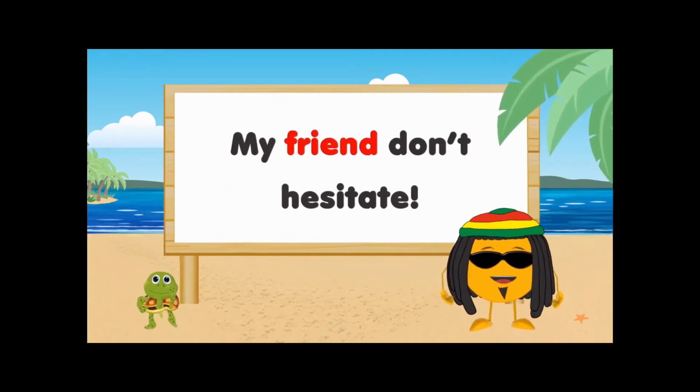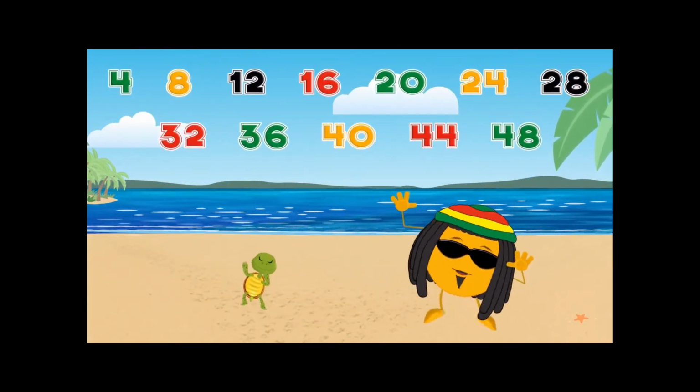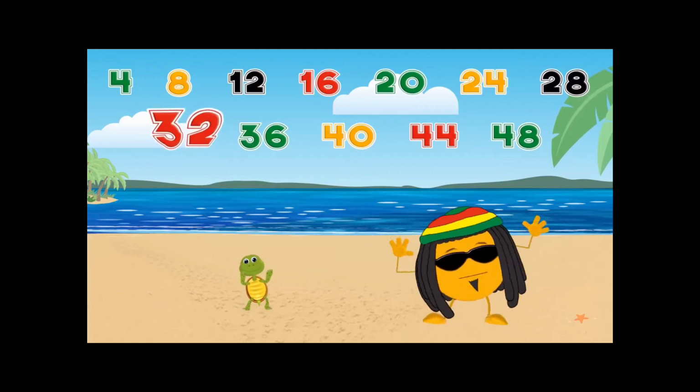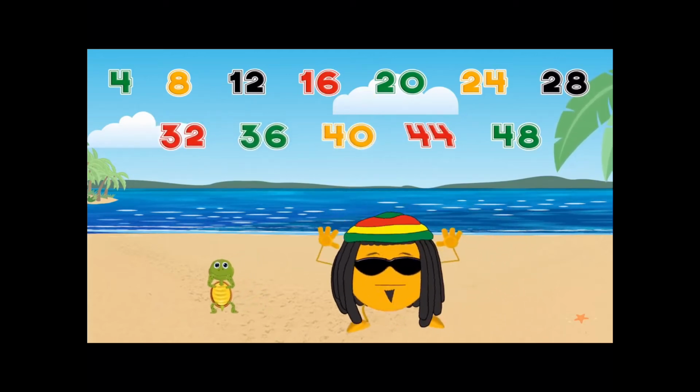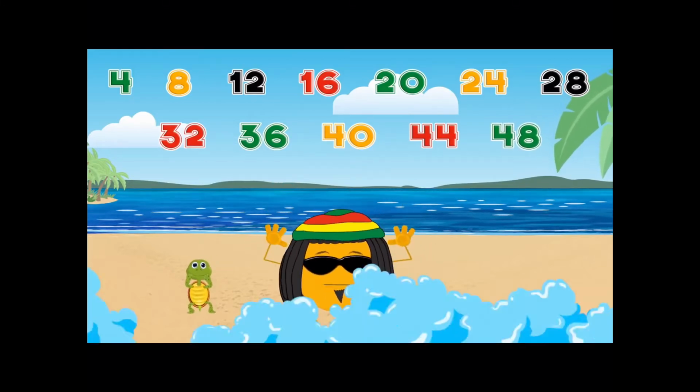My friend, don't hesitate. 4 8 12 16 20. 24 28 32. 36 40 and 44. Counting out at 48.